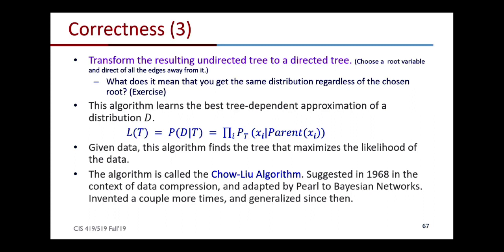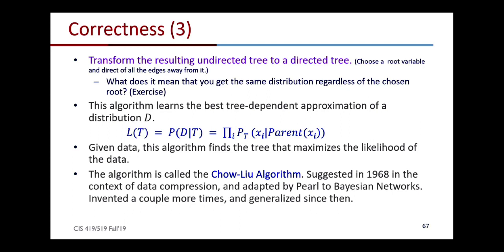So basically the claim is any node that you choose is going to give you the same probability distribution. We already discussed last time what it means to get the same distribution. So you know this answer, and in the homework you'll basically prove that regardless of the node you choose, the distribution that you get is always going to be the same. I'm going to give an example in a second, but you will have to prove it. So now, what have we done? If you believe 3, we learned the best tree-dependent approximation of a distribution. We don't know the original distribution, but we learned the best tree-dependent approximation of it.